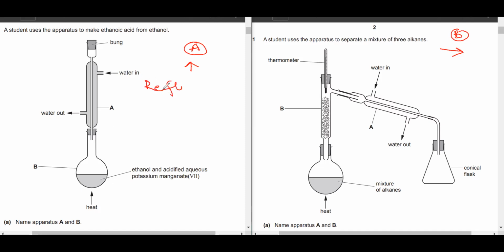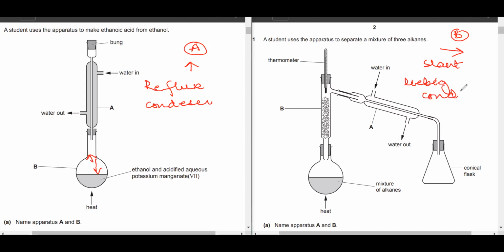We call it a reflux condenser. In this scenario, when the vapors enter the condenser, after condensation they fall back into the same reaction flask. The condenser in picture B, the second question, is in the slant position. In this scenario, we call it a Liebig condenser.